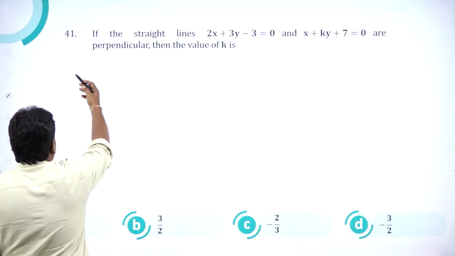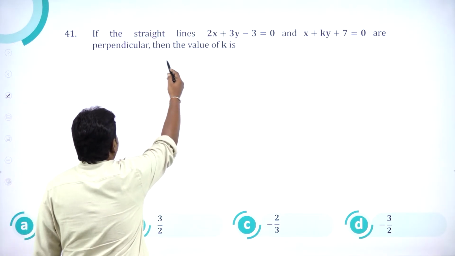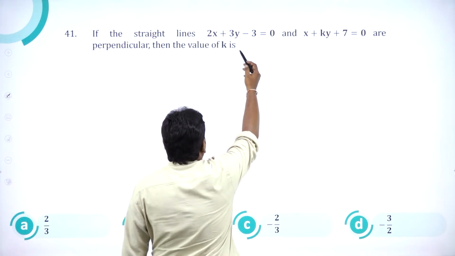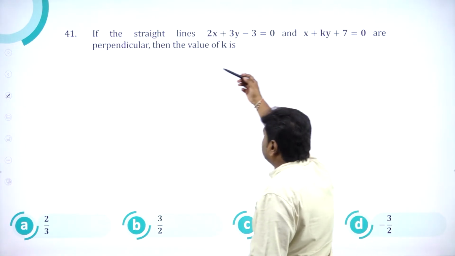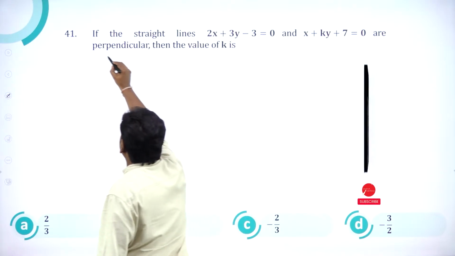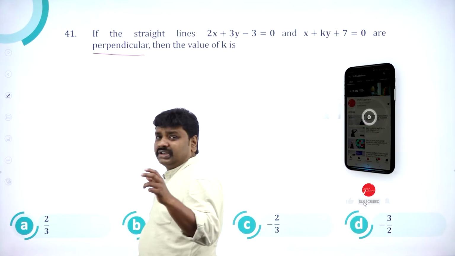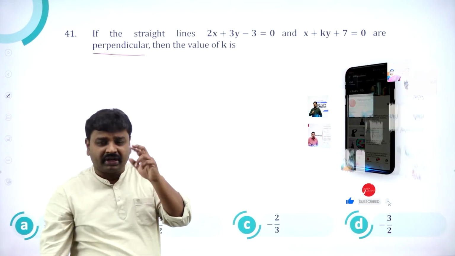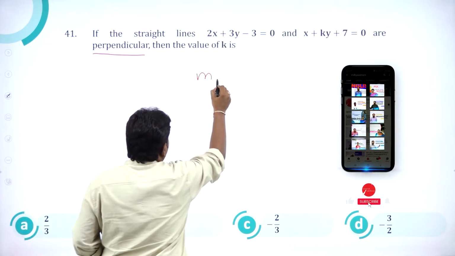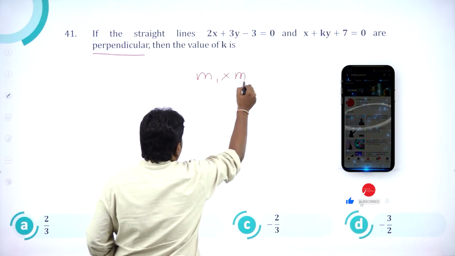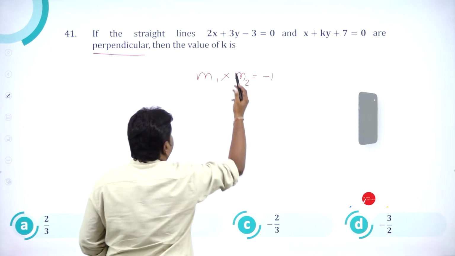So now we'll go ahead with 41st problem. If the straight lines 2x plus 3y minus 3 equal to 0 and x plus ky plus 7 equal to 0 are perpendicular, then the value of k. So they told that they are perpendicular. Avaru eradu lines perpendicular anta kottiyara. So you know, if two lines are perpendicular, product of slopes m1 into m2 is what? Minus 1.